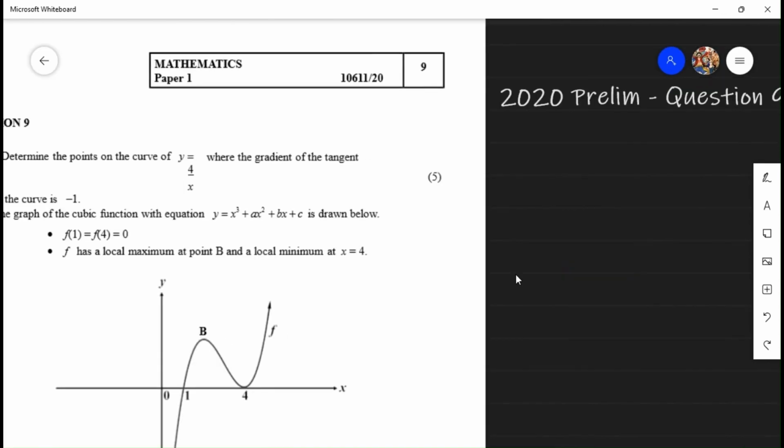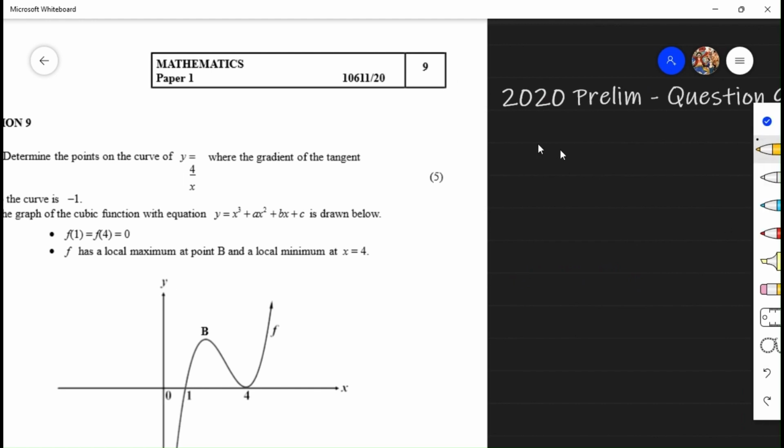So let us see what information we are given. We have question 9.1. First piece of information, we are told that we have the equation y equals 4 over x, and as you can see, this is a hyperbolic function. Next, we are told that the gradient of the tangent is equal to negative 1. Let's read our question once more to identify what we need to do.